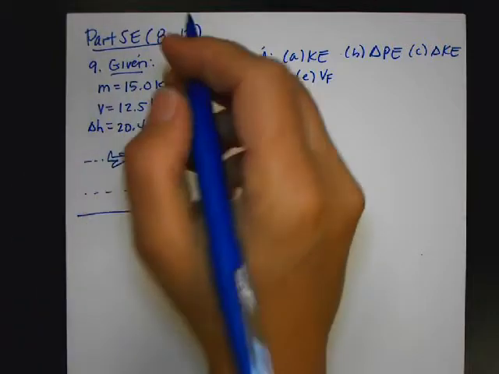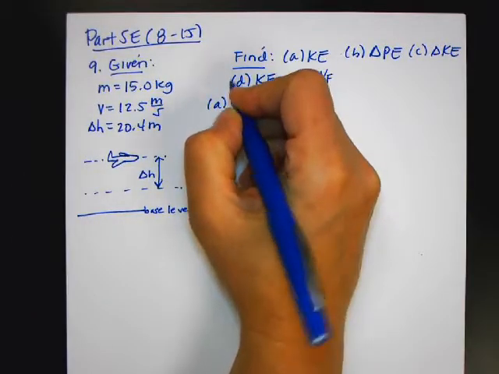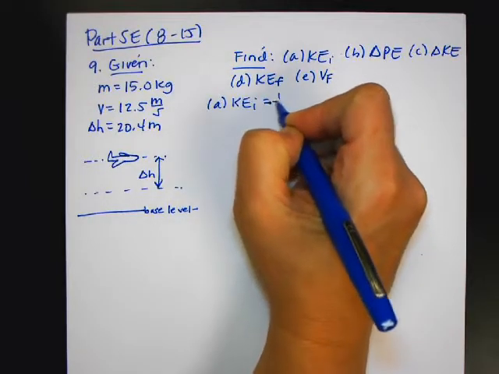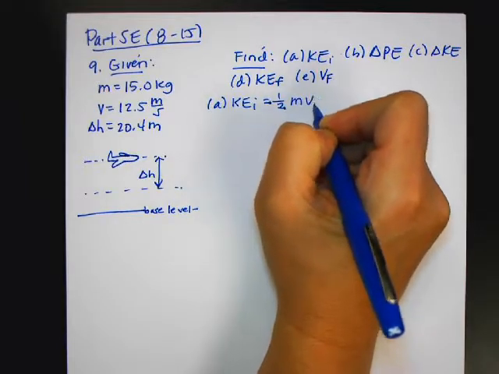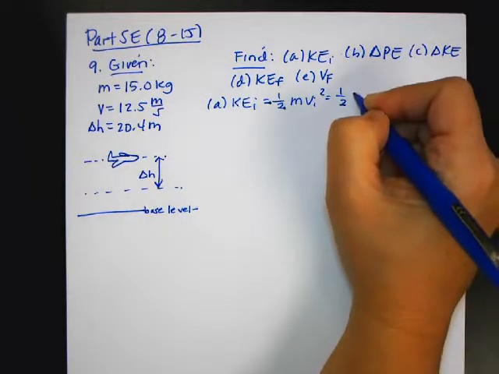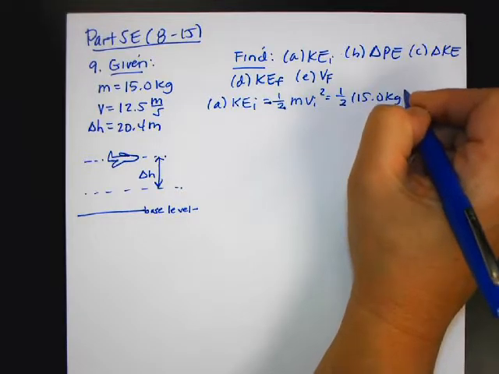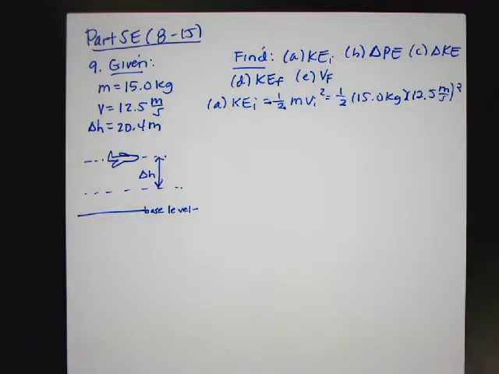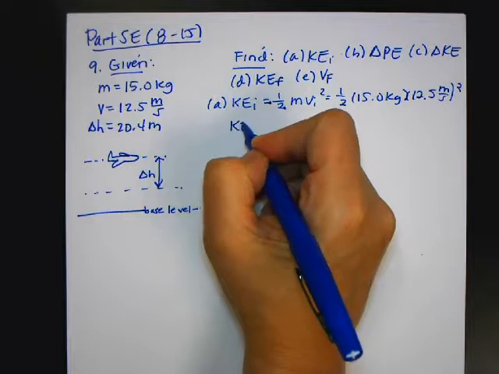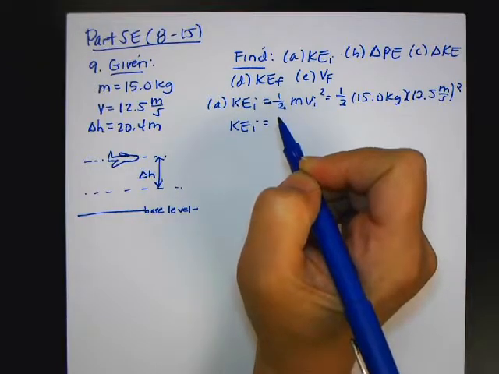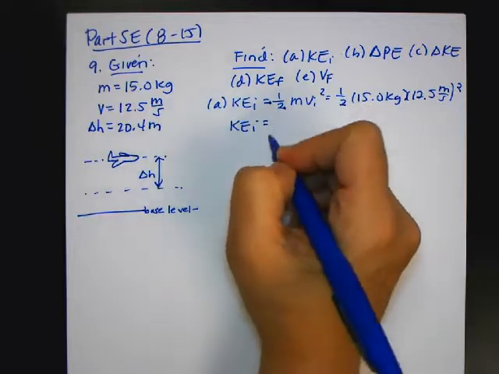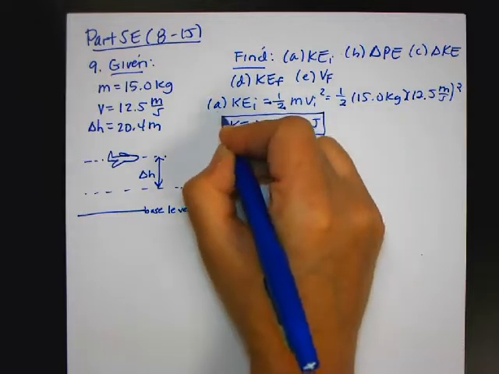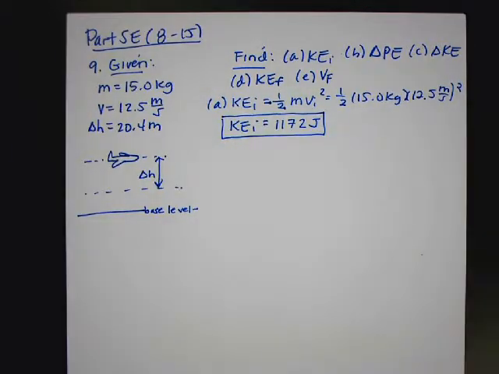So part A says, what's the kinetic energy? So we know that kinetic energy, and that's the initial kinetic energy when it starts off, that KEi is equal to 1/2 mvi squared. So it's 1/2 of 15 kilograms times 12.5 meters per second squared. Now when I do it all on my calculator, it comes out to be 1172 joules. But let me look at my unit.